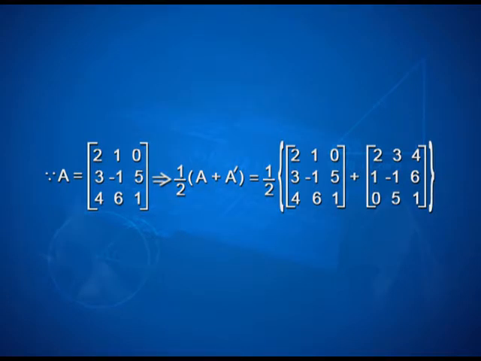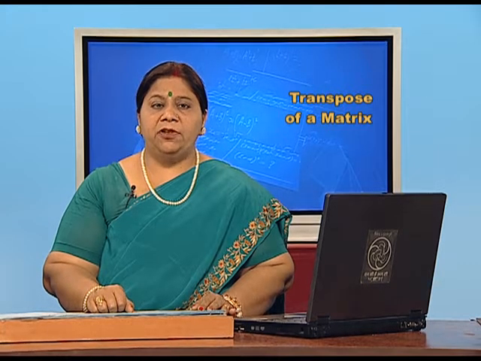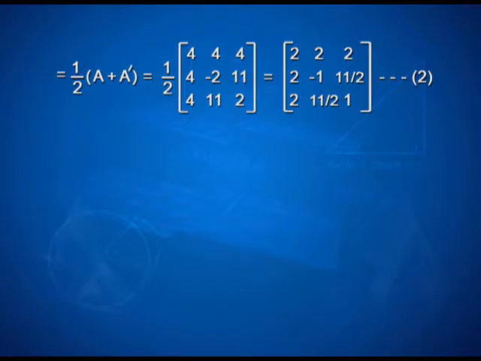Since matrix A is 2, 1, 0, 3, minus 1, 5, 4, 6, 1, half of A plus A transpose is half of 2, 1, 0, 3, minus 1, 5, 4, 6, 1 plus 2, 3, 4, 1, minus 1, 6, 0, 5, 1, which can be further simplified as half of 4, 4, 4 as first row, 4, minus 2, 11 as elements of second row, 4, 11, 2 as elements of third row, which on simplification can be expressed as 2, 2, 2 as elements of first row, 2, minus 1, 11 upon 2 as elements of second row, 2, 11 upon 2, 1 as elements of third row.